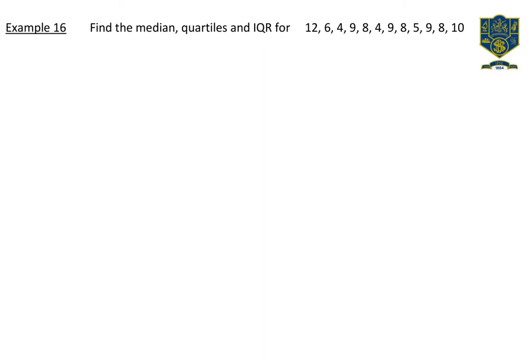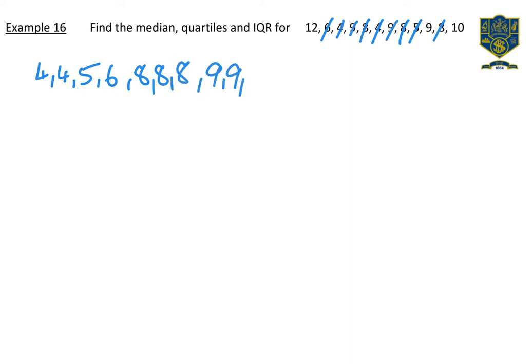Example 10: find the median, quartiles and interquartile range for this list of data. Whenever we're working out the median, and it's the same for the quartiles, we need to order the data from smallest to biggest. So we can see that there are two 4s, and then a 5, and then a 6, and then three 8s, three 9s, sorry, a third 9 there, and then a 10 and a 12.